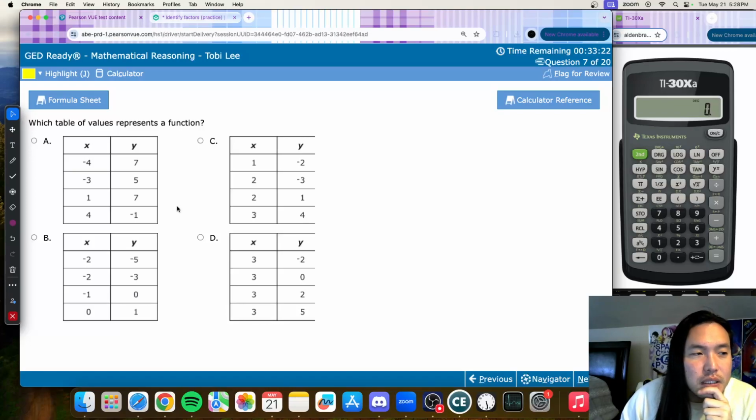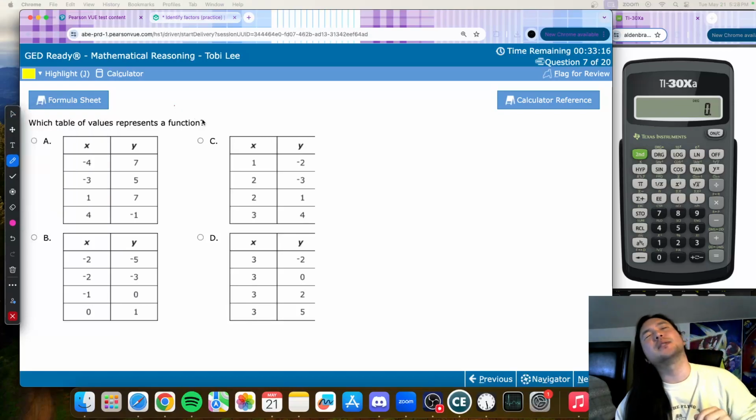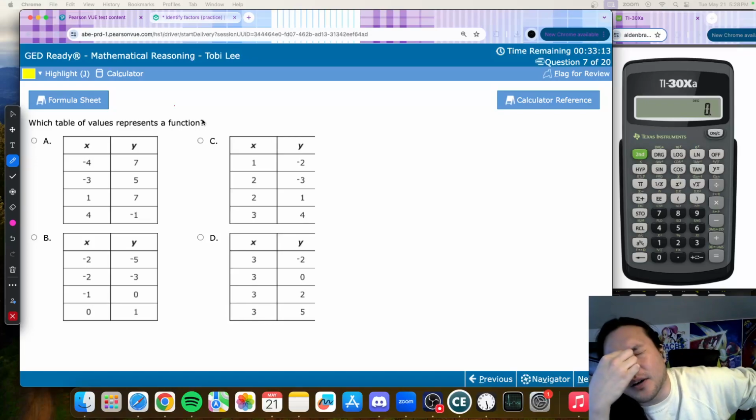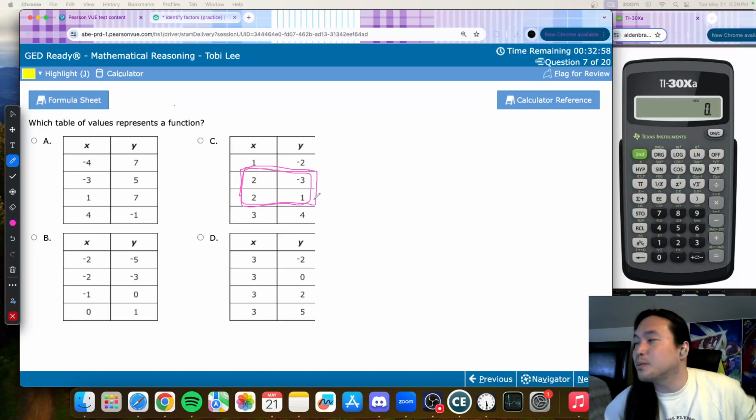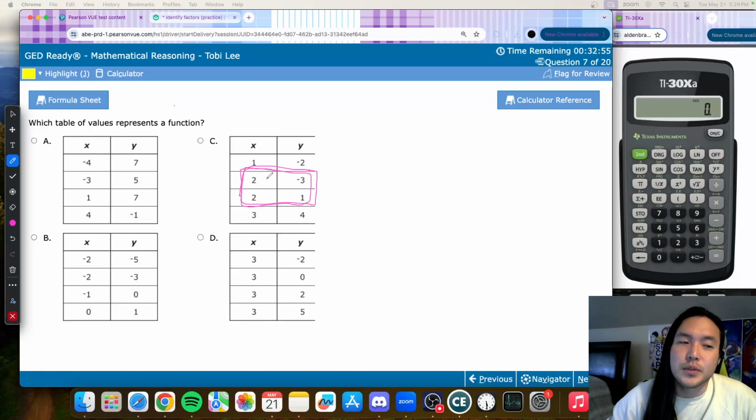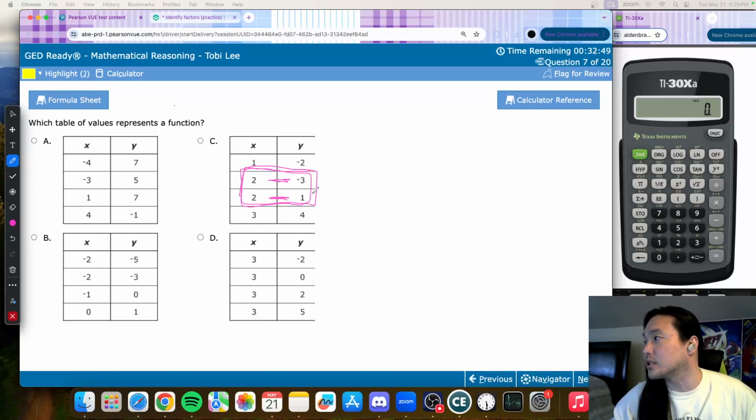Which one of these tables of values represents a function? Okay. So one thing that's very, very important to understand about a function is that for every value x, there is only one output y. What does that mean? So here, C is obviously wrong. The issue with C is that when x is 2, there are two possible y values, right? There's one value negative 3 and another value 1. This disqualifies it from being a function. For a set of data to be a function, every single input x must only have one unique output y. That's the definition of a function.